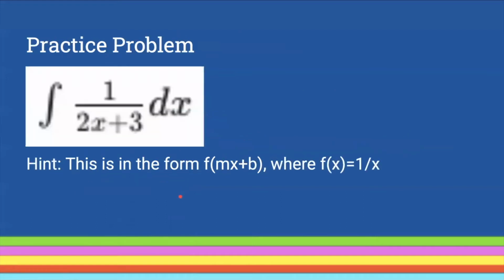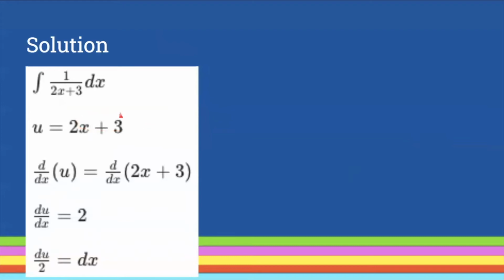So here's a practice problem. And if you want, go ahead and pause the video here and give this problem a try. All right, so here's the answer. So in this case, we have f of mx plus b, where 2x plus 3 is the mx plus b. So we set u equal to 2x plus 3. And then differentiating both sides of the equation, the left side becomes du over dx, and the right side just becomes 2. And then we isolate dx by multiplying both sides by dx and dividing by 2.